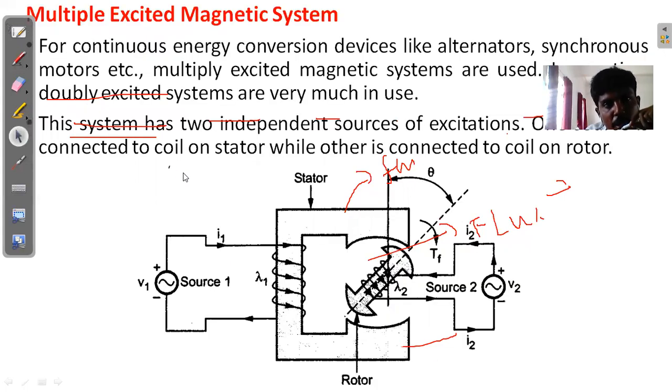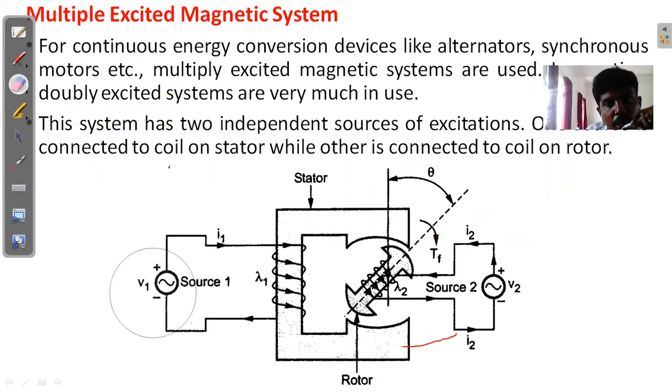So now we are going to discuss the multiple excited system. Whenever we convert electrical energy to mechanical energy or mechanical to electrical energy, from this one, we consider the alternator and the synchronous motor. This is an example of a multiple excited magnetic system here.